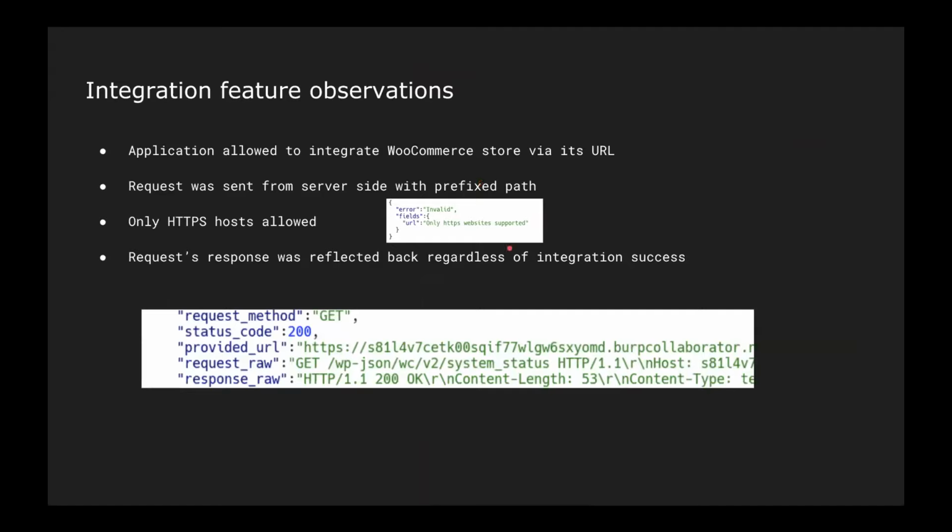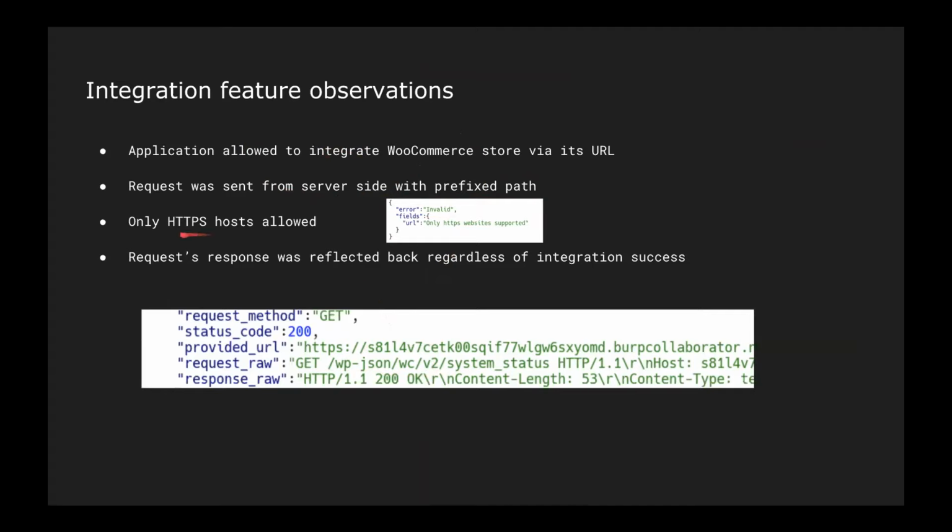So again, let's familiarize you with the application and give you a bit of context. This application provided me with a lot of integrations, such as a WooCommerce store, and this WooCommerce store actually took our controlled URL and made a server side request to it. But the thing here was that it was adding a prefixed path to it. That could be bypassed by adding a query string or a URL fragment.